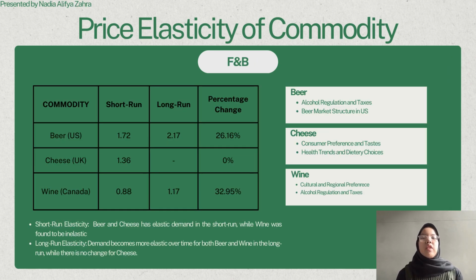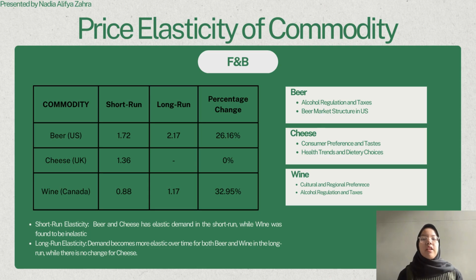Okay, next we continue to price elasticity of commodity in the F&B section. We have beer in the US, cheese in the UK, and wine in Canada. The factors that affect beer price elasticity are the alcohol regulation and the beer market. There are COVID-19 adjustments, such as allowing alcohol delivery and takeout from restaurants, which have been made permanent in some areas. For market structure, there are two biggest players in the US: Anheuser-Busch InBev and Molson Coors Beverage Company.